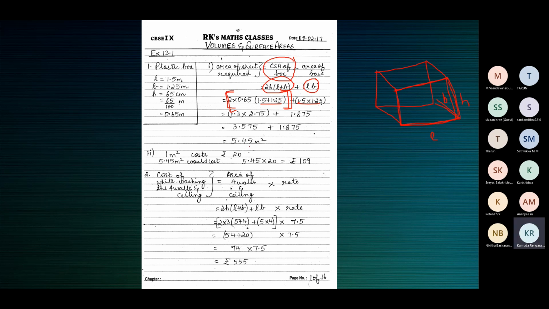And that is 5.45. The next question is the cost of sheet for it if the sheet measuring 1 meter square costs rupees 20. So 1 meter square 20 rupees, 2 meter square 40 rupees, 3 meter square 60 rupees, 4 meter square 80 rupees. So 5.45 meter square will be 5.45 into 20, which is 109 rupees.